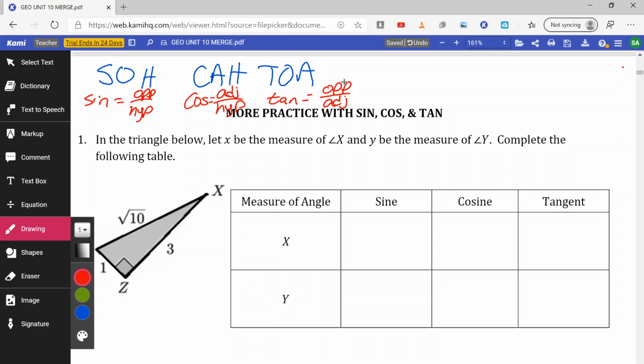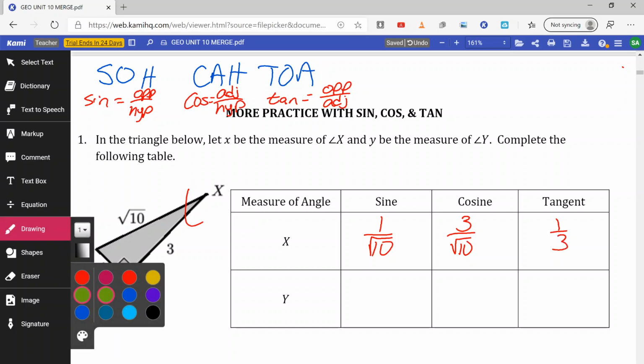For instance, in number 1, we have to figure out the measure of angle x. Well, we have angle x, and we have to figure out what sine, cosine, and tangent are. So for angle x, we need sine, which is opposite over hypotenuse. So opposite would be 1. Hypotenuse is always across from our right angle, so it's root 10. So 1 over root 10. Cosine is the adjacent side, in this case 3, over the hypotenuse, which we just said was root 10. Tangent is opposite over adjacent, 1 over 3.